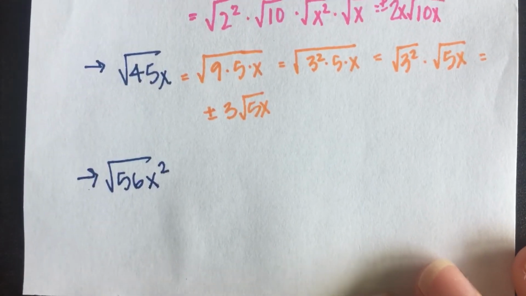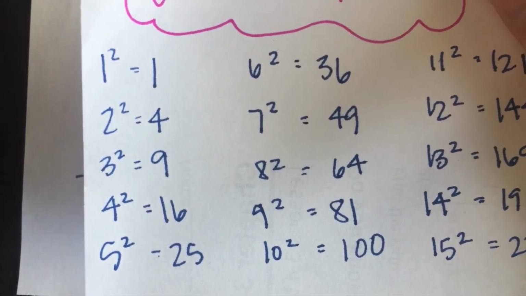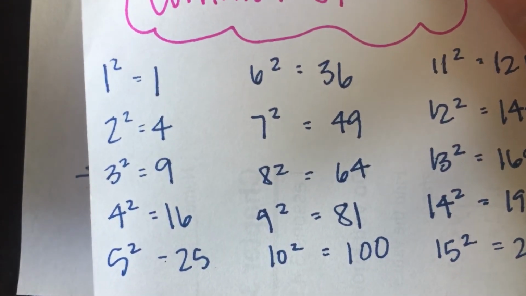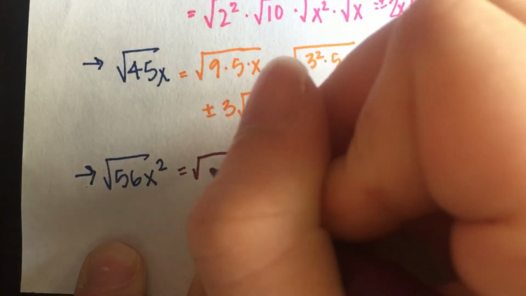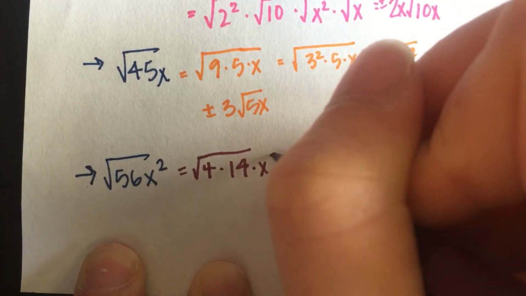Let's take a look at 56x squared. So if we're looking at 56x squared, we know that 56 is the same thing as 4 times 14. So what I did was I divided it by these perfect squares to see what I could find. And 4 times 14 is the same thing as 56. So we're going to do a little substituting. 4 times 14 times x squared.